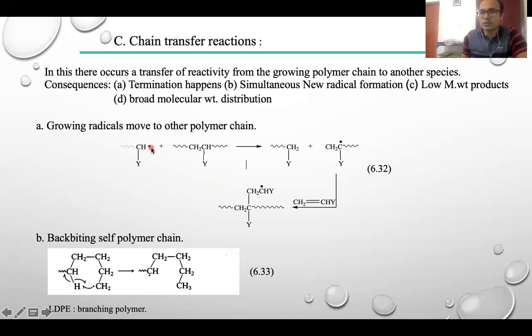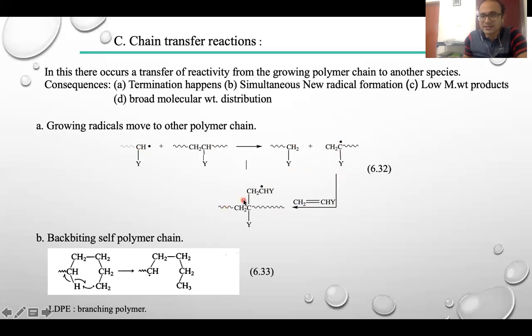What it does is abstract a hydrogen radical, not a proton, from here by homolytic cleavage of this particular CH bond, to generate a radical in this species. So a radical is generated here, that is what you see here. And in the process, that H radical combines here to form a neutral species. Okay, and this can further continue the process. So this particular chain transfer reaction has led to branching.